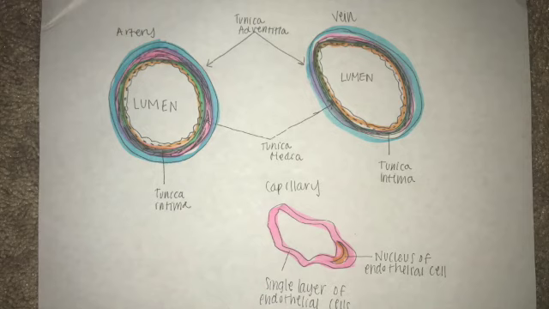And then blood pressure is just the pressure exerted by the blood on the inner walls of the vessel, which is why the tunica interna is thicker to withstand that pressure in some of these.